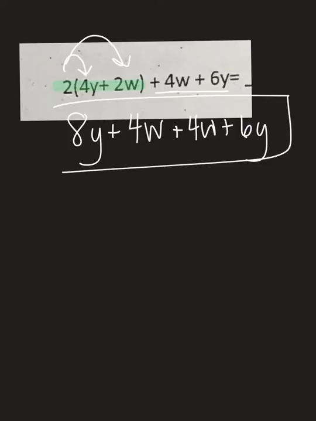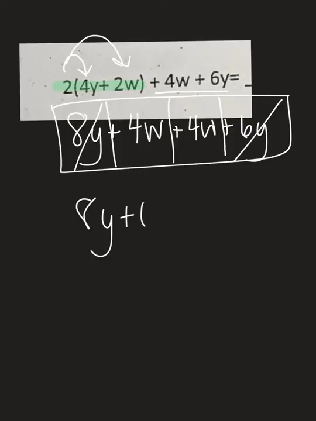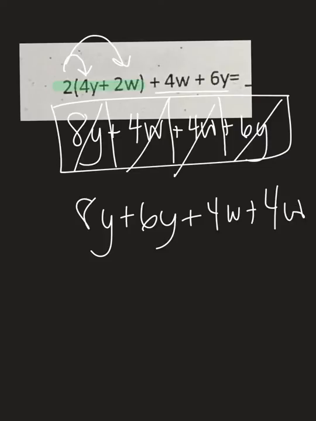Okay, now that we have distributed, we are going to combine like terms using the process that we have been doing in the past. So make your boxes, okay? And we have an 8y and a 6y that go together. They're like terms. And we have a 4w and a 4w, so plus 4w plus 4w.